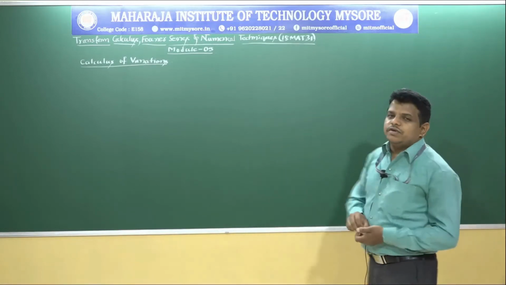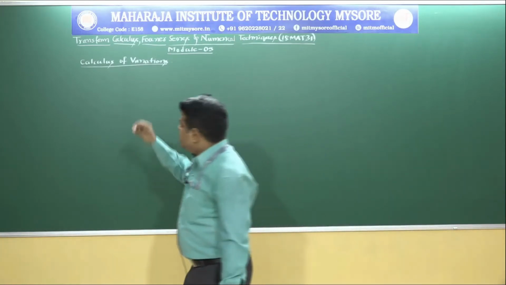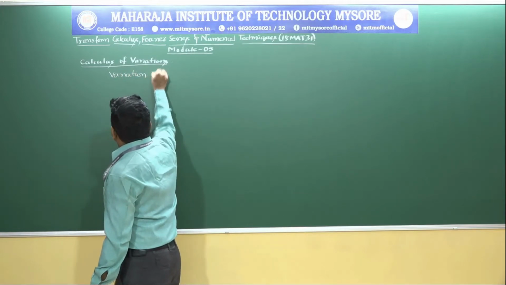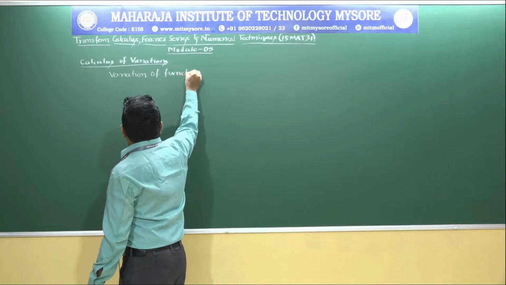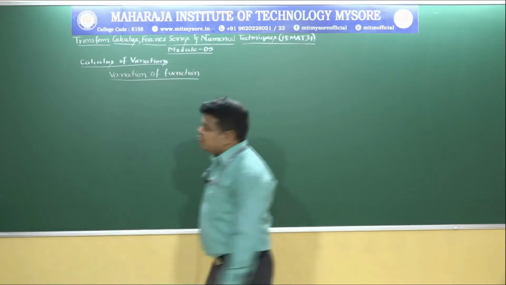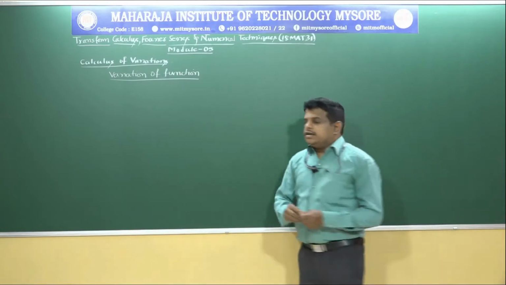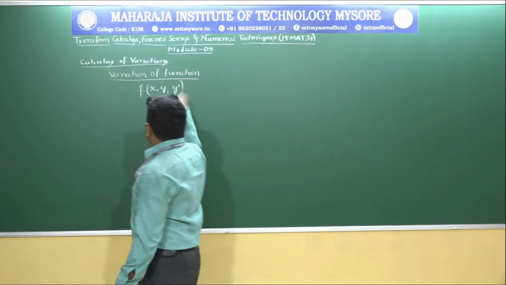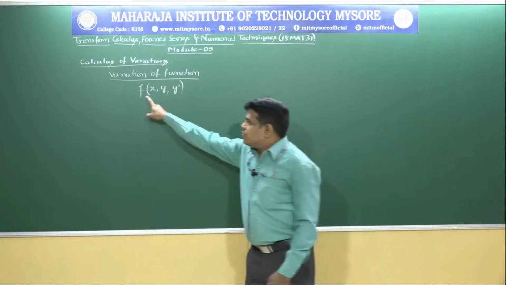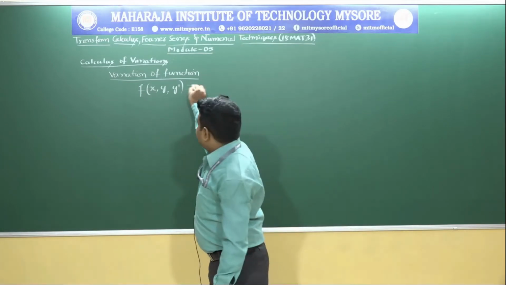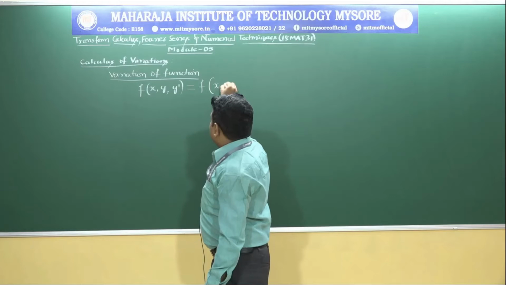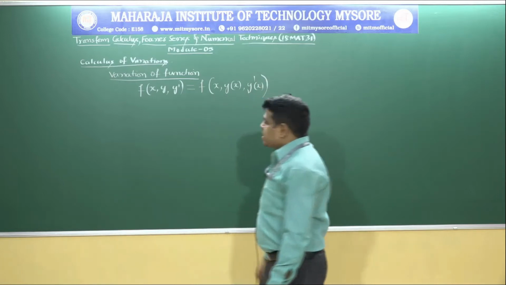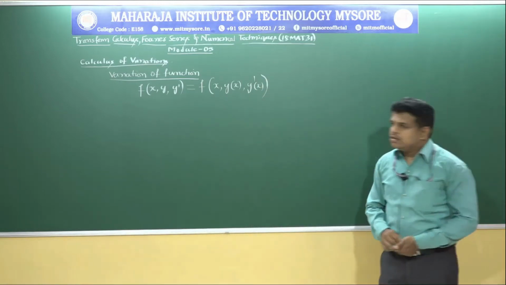Under calculus of variation, the first topic is variation of function. Let us consider the function f of x comma y dash. I am considering the function f of x comma y dash, which can also be rewritten as f of x comma y of x comma y dash of x, that is y and y dash are functions of x respectively.